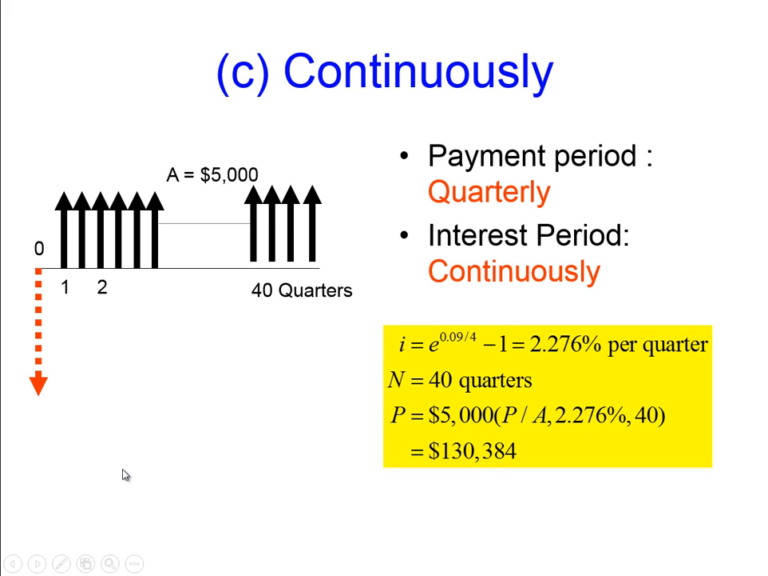The third part of the question, when it's continuous. And continuous, we use the exponent. So I is equal to e to the power 0.09 divided by 4, all minus 1, and that will equal 2.276% per quarter. N is still 40. Using the formula, then P will equal $130,384, and that will be the P when it's continuous.